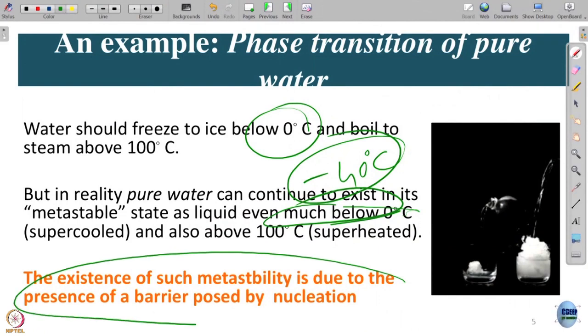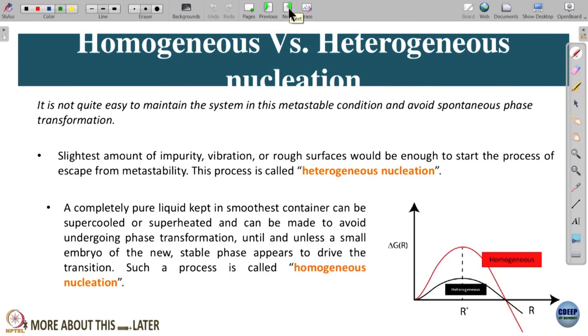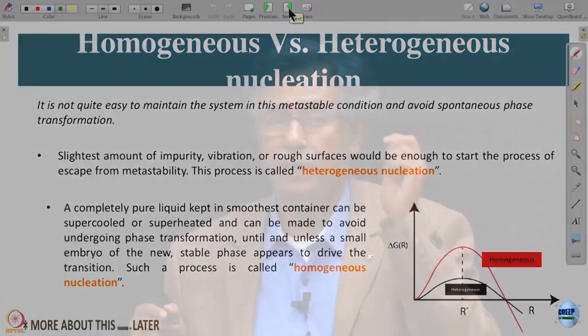And this is the existence of metastability. This is a beautiful, beautiful sentence actually. This is all taken from our book: the existence of metastability is due to the presence of a barrier caused by nucleation. Now, while pure water does not freeze until minus 40 degree centigrade, helium and gallium and mercury go 50, 60 degree centigrade below their freezing points.